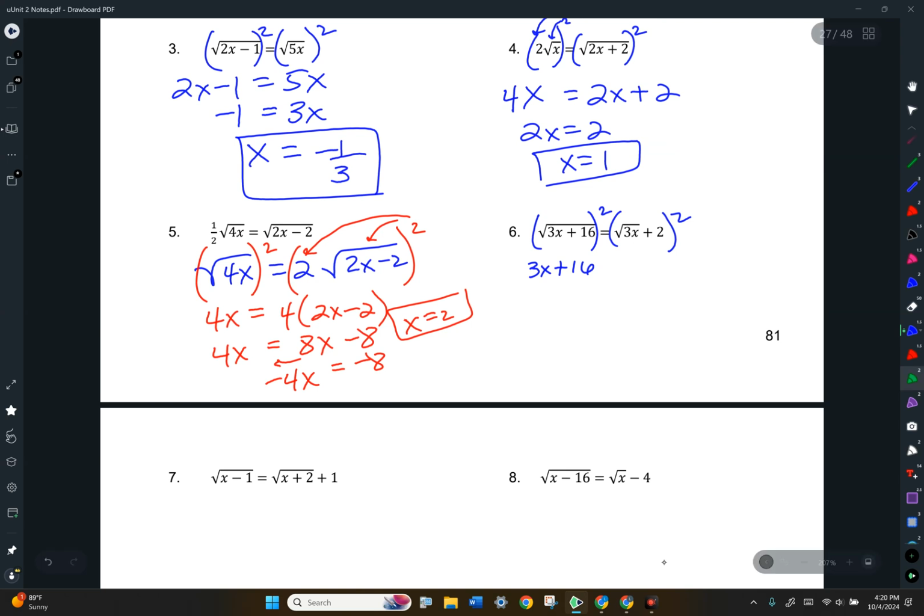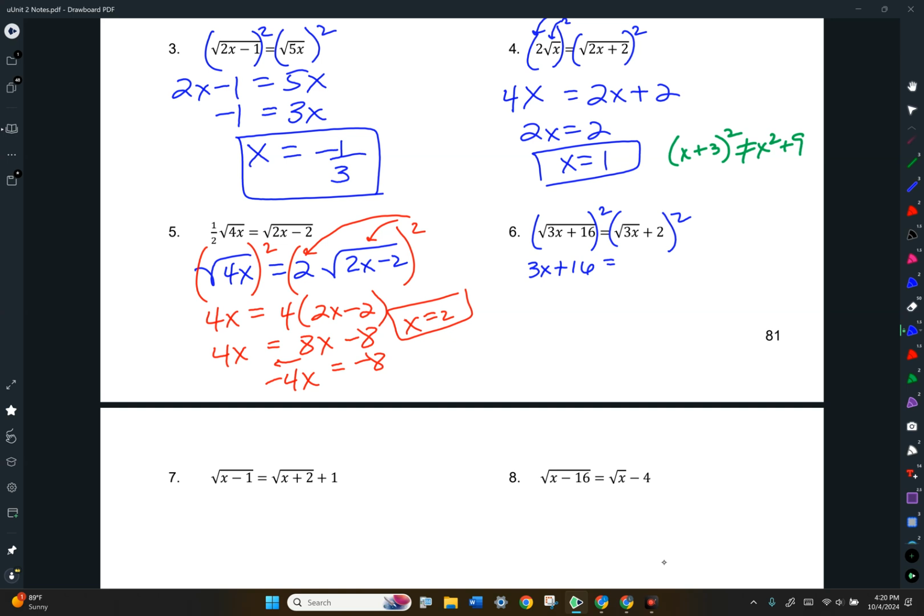But on the right, you can't just square them separately. Remember how we've talked about the idea that if you have like x plus 3 and you square the whole thing, that is not the same as just squaring the first and squaring the last. You can't do that. So you can't just say it's going to equal 3x plus 4. It doesn't work that way. You have to do that FOIL thing. You know how you multiply it out?